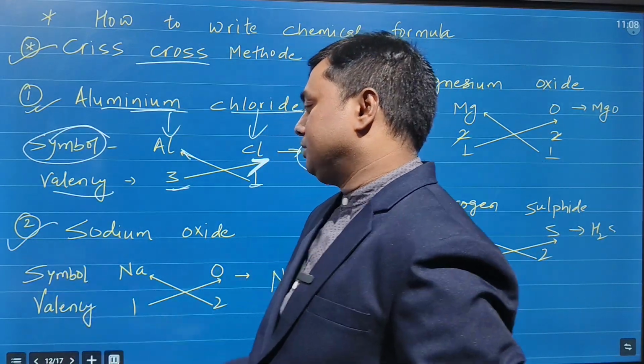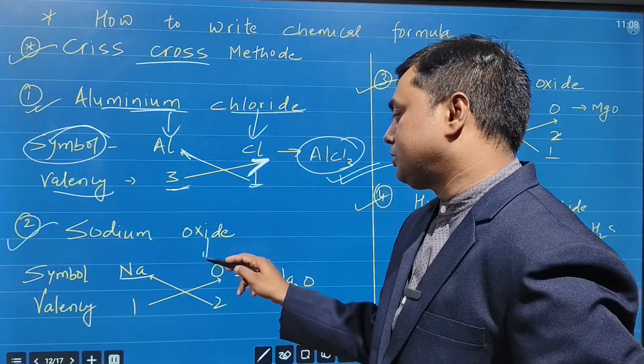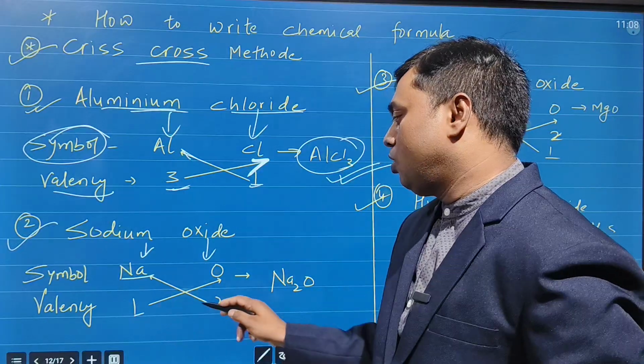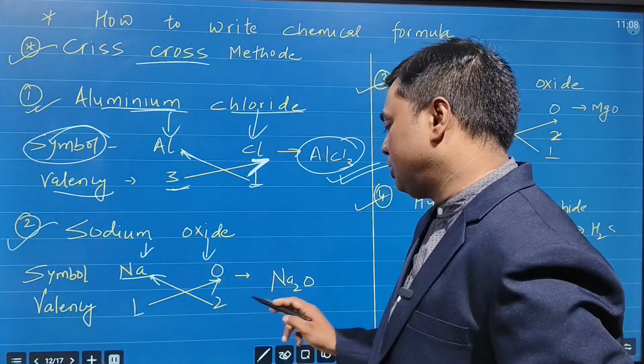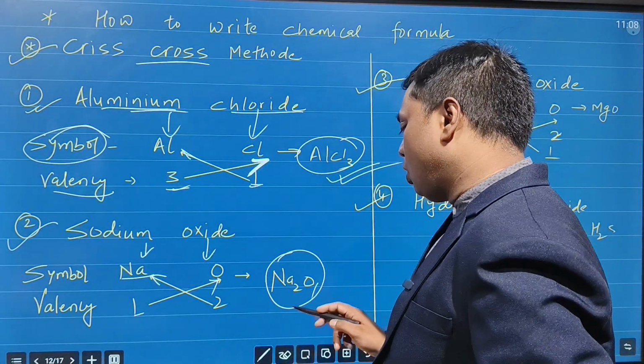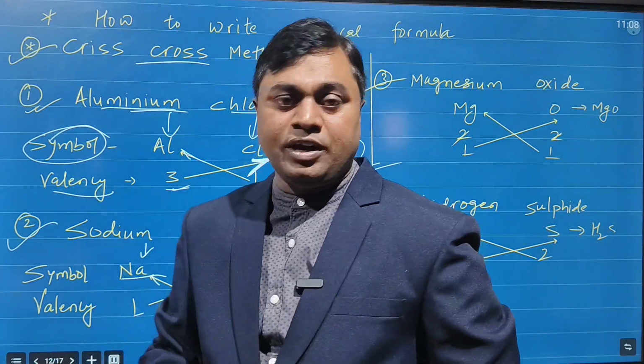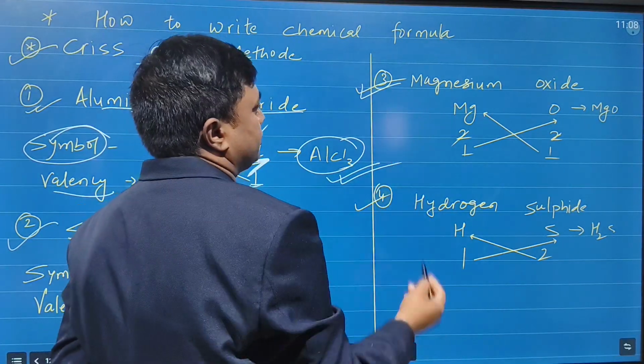Similarly, sodium oxide. Symbol is sodium Na, oxide O. Valency of sodium is 1, oxygen 2. So with the crisscross method, 1 will move here, 2 will move here. So Na2O. 1 generally we do not write.